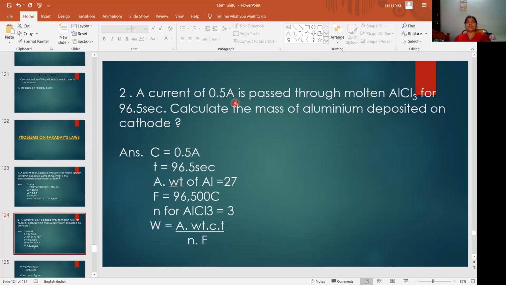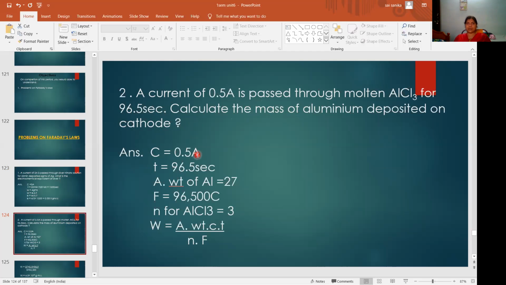A current of 0.5 amperes is passed through molten AlCl3 for 96.5 seconds. Calculate the mass of aluminium deposited on the cathode. See here how much current is passing? 0.5 amperes. Onto which solution? Molten AlCl3. For how many seconds? 96.5 seconds. So what is he asking? How much mass is deposited on the cathode. That means you have to calculate the weight of aluminium deposited on the cathode.